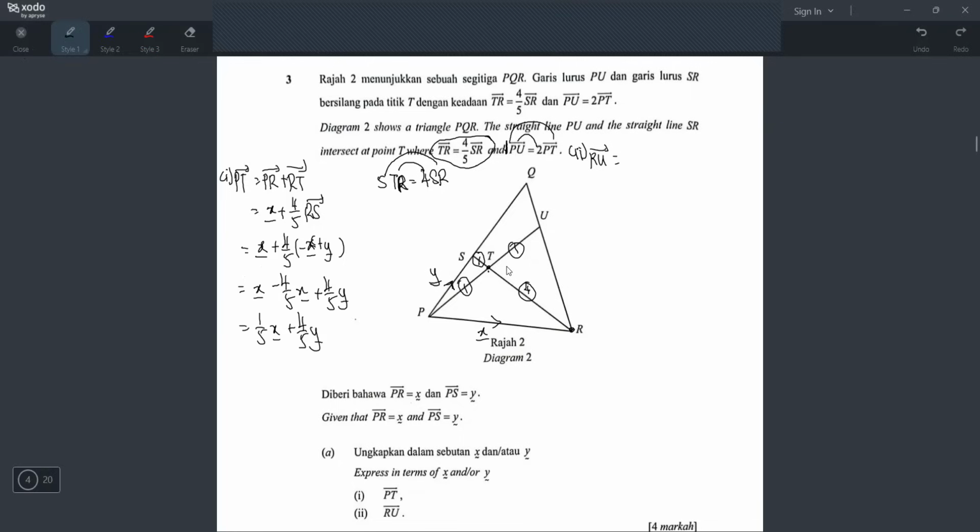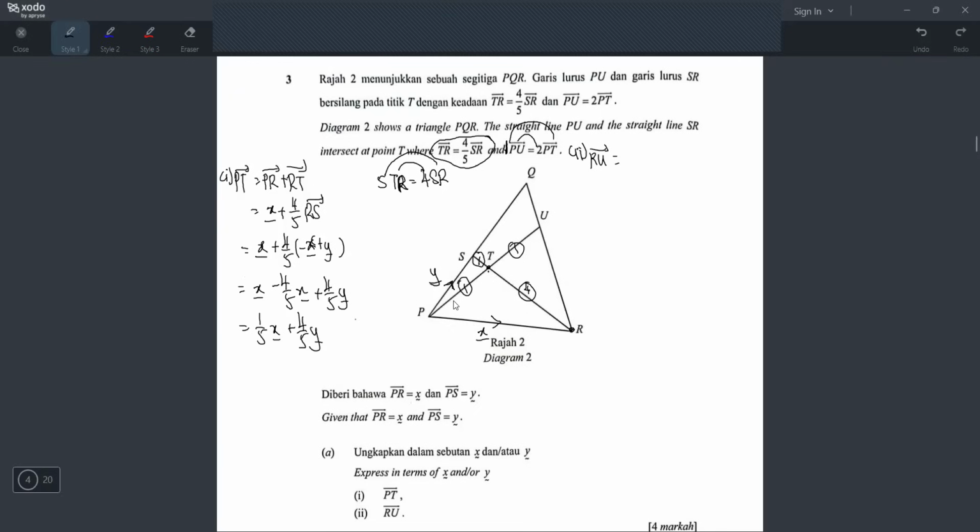So let's find vector RU. Okay, how to find vector RU? Let's find where RU is. RU is here. There's no ratio given for RU, right? So how to find? You have to use jalan lain. You can use RT, TU, or maybe RP, PU, or there are a lot of ways to find. But which one is the best way? Which one is the easiest working, or the paling simple one? I think it's RP, PU. You know why?